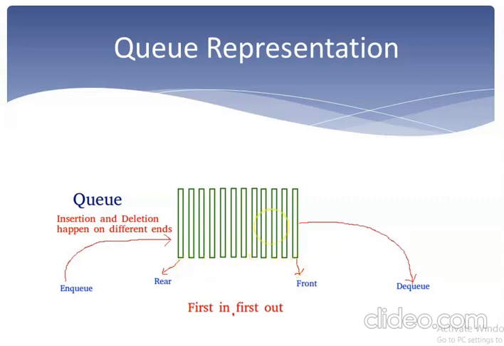So the pointers have to be two in number. They are rear and front. Rear and front are the two pointers used along with this data structure queue. It is called a first in, first out data structure.